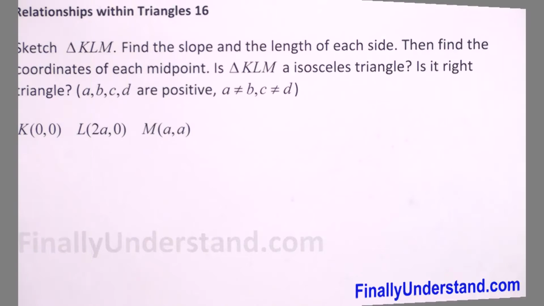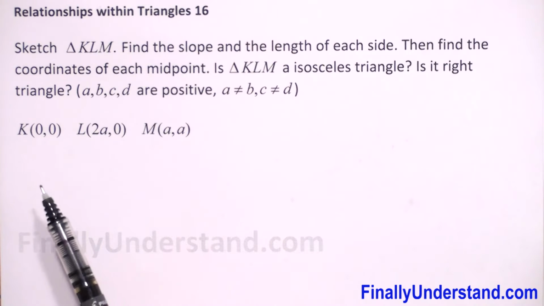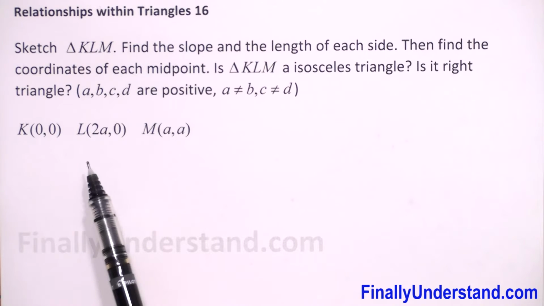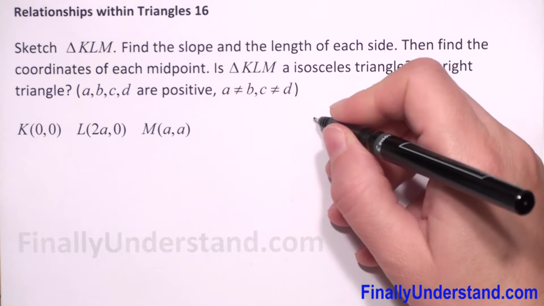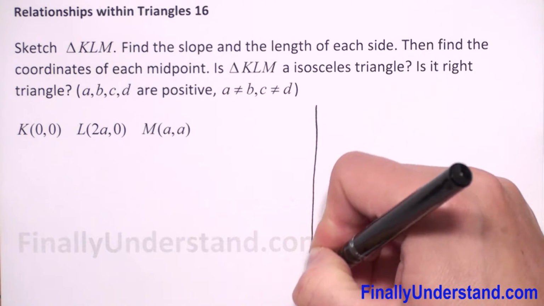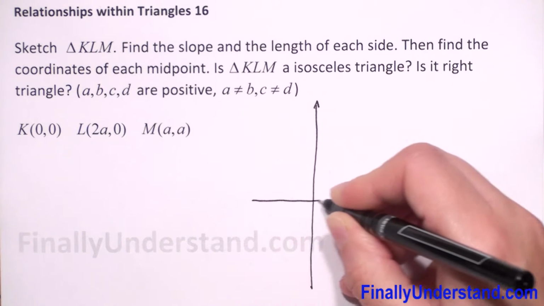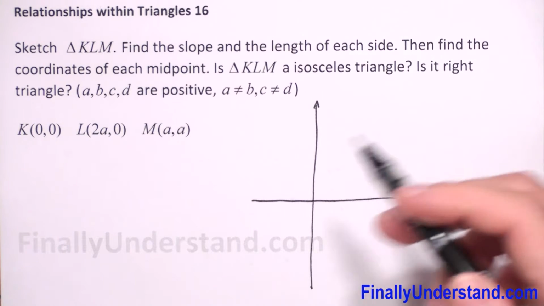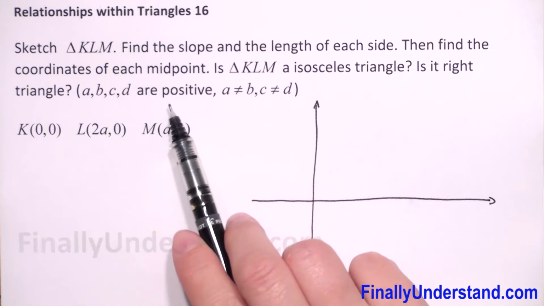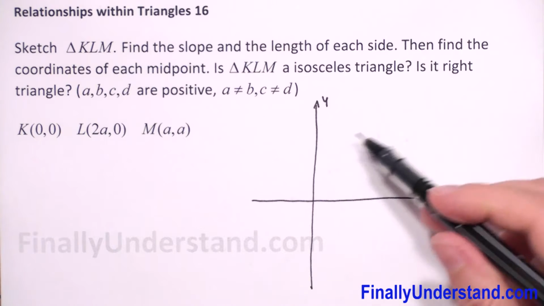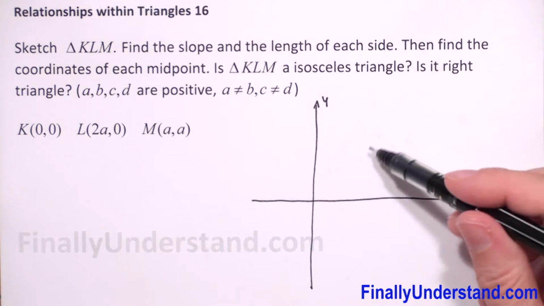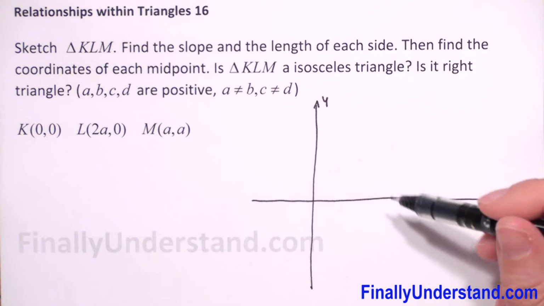First, we have to sketch triangle KLM. We have given points, coordinates of points K, L, and M. So let me draw XY plane, because we have given that a is positive, so our triangle will be in the first quadrant.